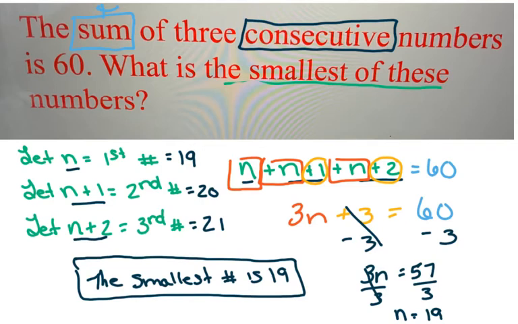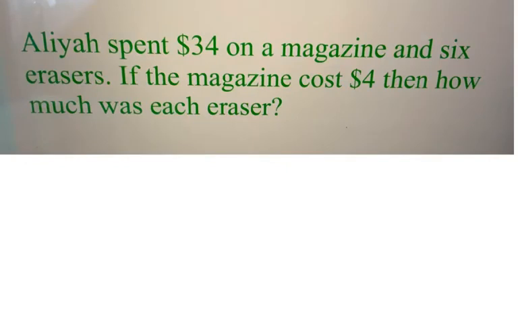All right, let's look at another example. This one says Aaliyah spent $34 on a magazine and 6 erasers. If the magazine cost $4, then how much was each eraser? So again, we need to figure out what is it asking. The cost of each eraser. So we need to create a let statement for that. Let's say E equal the cost for an eraser.